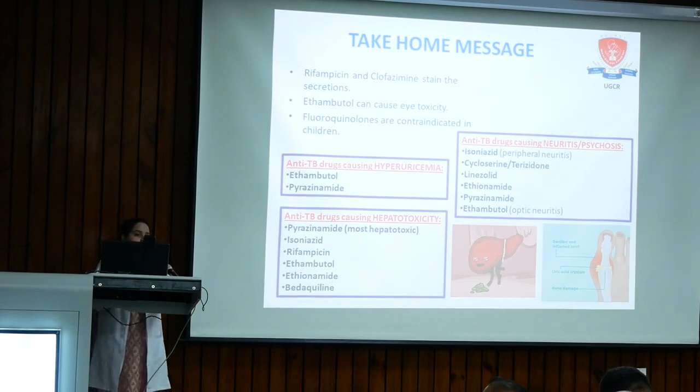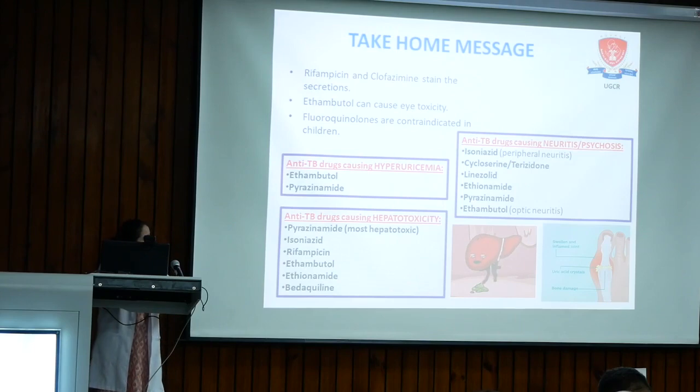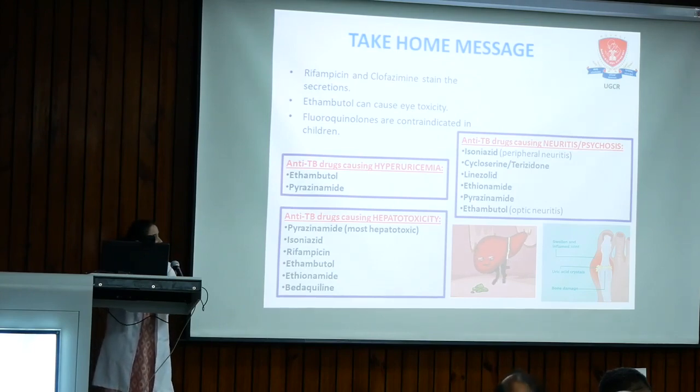So, liver monitoring should be done. Antitubercular drugs causing neuritis or psychosis are isoniazid, specifically causing peripheral neuritis, cycloserine, linezolid, ethionamide, pyrazinamide, and ethambutol, specifically causing optic neuritis.